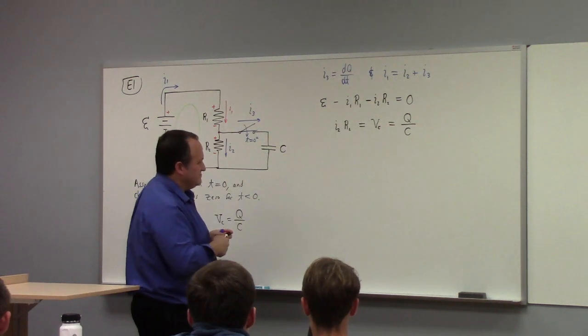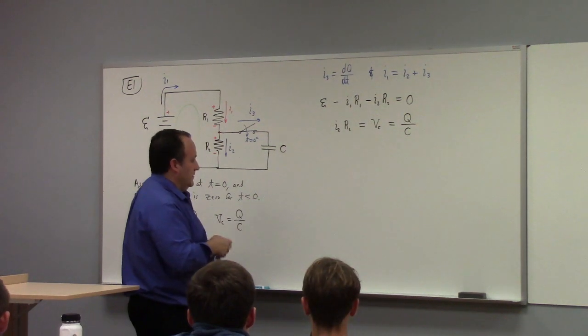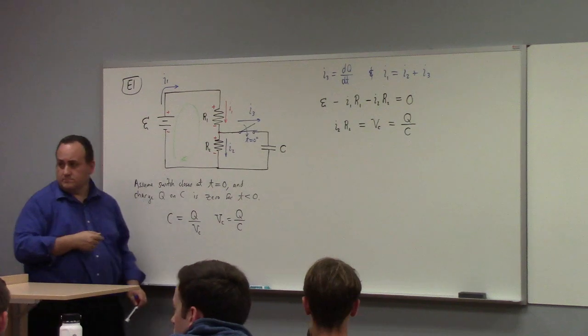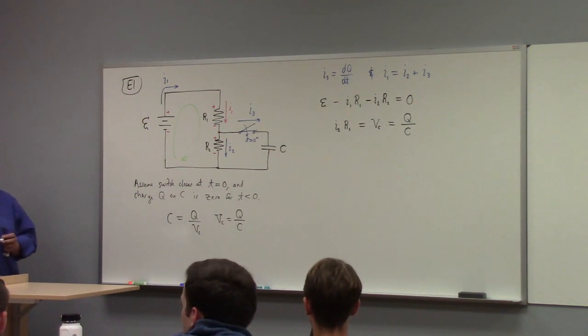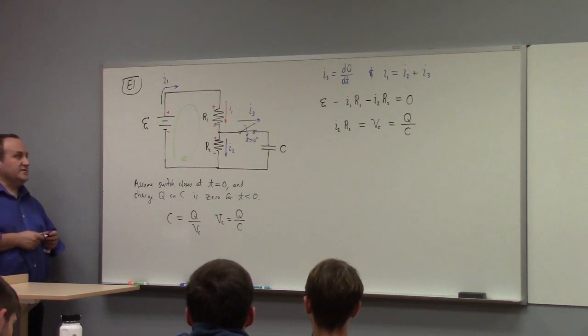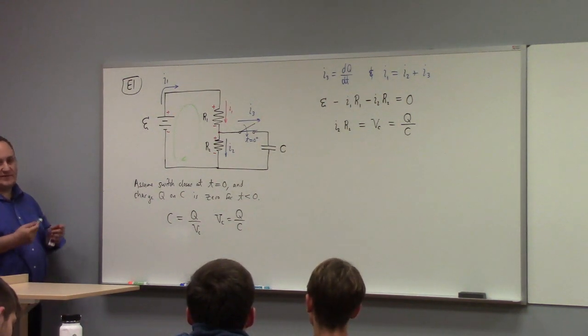Goodness gracious. Rebecca, where were you at? I'm sorry, what? What were we trying to figure out? We're trying to figure out the currents as a function of time. Okay. Yeah, I mean, our goal is to find I1 and I2 and I3 as functions of time.